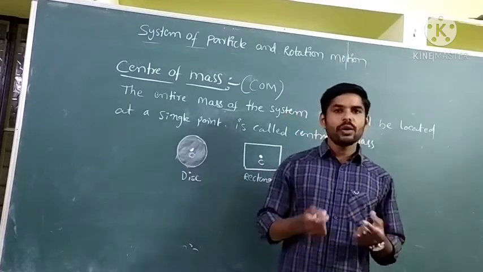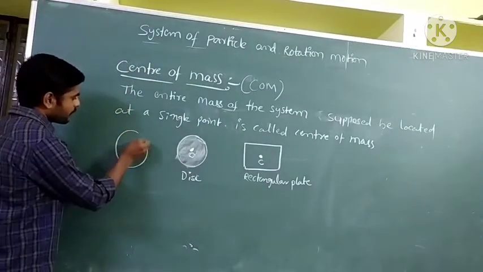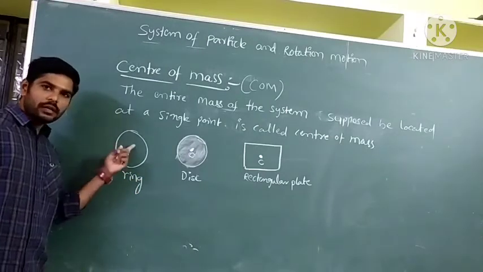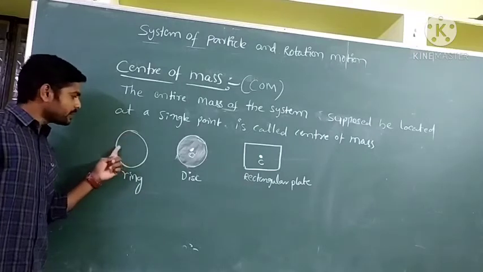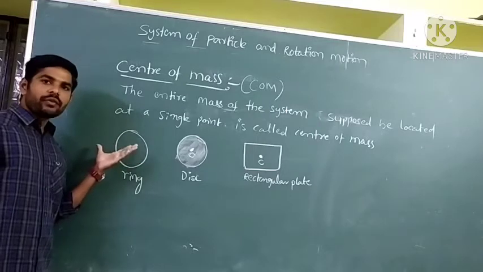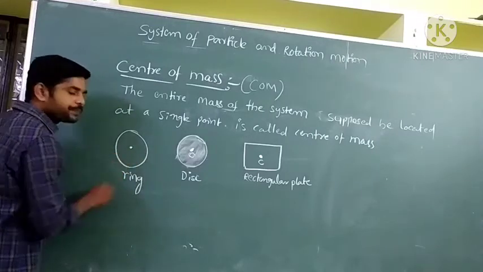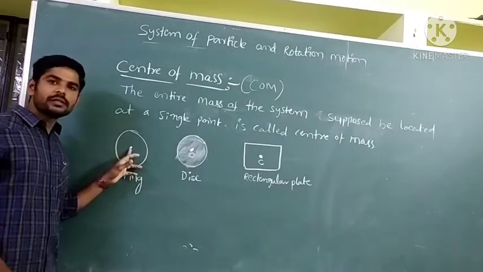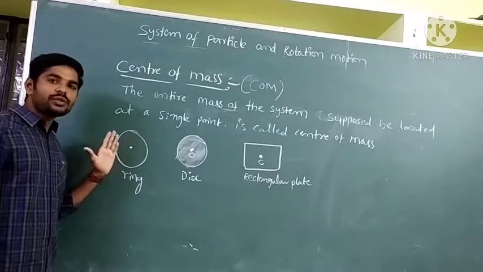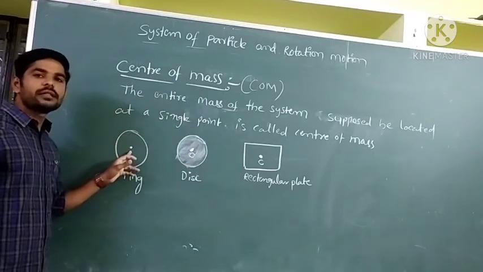Suppose I am taking one ring. This is a ring. A ring cannot have mass at the middle of the body, right? This system cannot have the mass of a particle in the middle of the body. But if you observe the ring, where can the entire mass be located? Definitely at the center. But there is no mass there, no particles. Still, we have the center of mass located at the center of the frame.